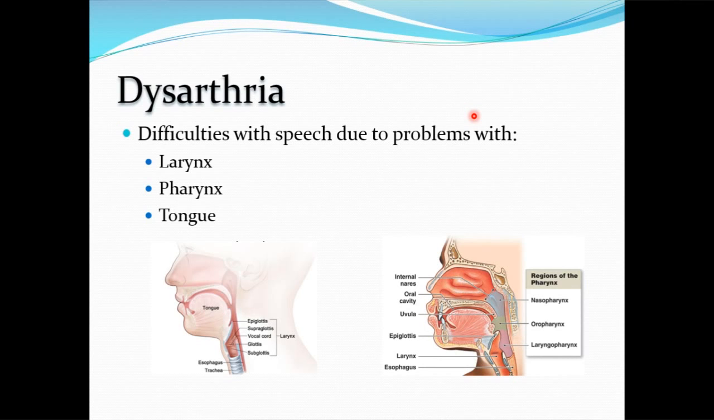Now, dysarthria is a difficulty with speech, but for a completely different reason. This has got nothing to do with the brain itself or with the language areas of the brain. This has to do with the physical aspects of speech. The larynx, the pharynx, the tongue. And remember that the brain also controls movement, it also controls movement of the mouth. So if you have, for example, cerebellar damage, it's also likely to affect the physical motor aspects of speech.